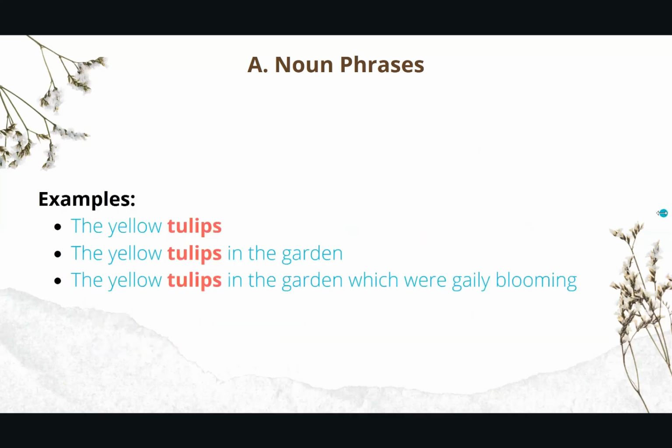We have a bunch of examples on noun phrases. As you can see, the words written in red are the heads of all these phrases, and the ones that are written in blue are the modifiers of the head.